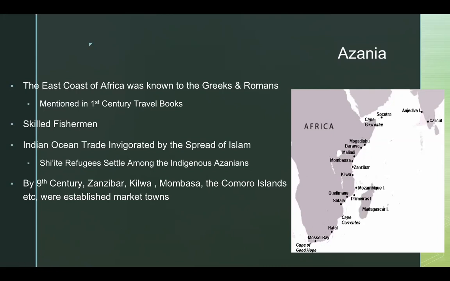However, what really invigorated the Indian Ocean trade and thus that coast was the spread of Islam, which begins in the 7th century AD. And what happens in the 7th century AD? Well, that's when the religion itself starts, right? With Muhammad and his followers fleeing Mecca towards Medina in 622 and so forth.